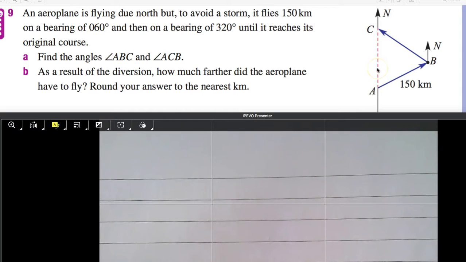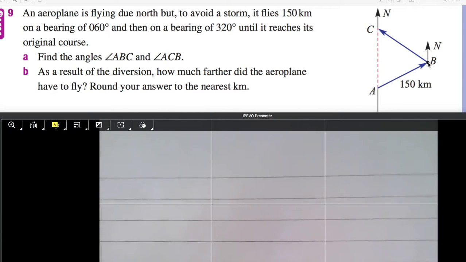It stops at A. It turns. So bearings are measured from north, so therefore this angle in here is 60 degrees, okay? So this angle is 60 degrees. So the plane comes along here on this bearing of 60 degrees. It flies 150 kilometers. It then stops. Remember, the plane actually wants to go from A to C. But there is a storm here where the red dotted lines are. So the pilot goes around the storm on a bearing of 60 degrees. All in here is 60 degrees. The plane then gets to B.